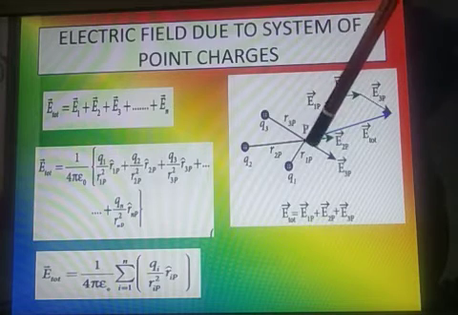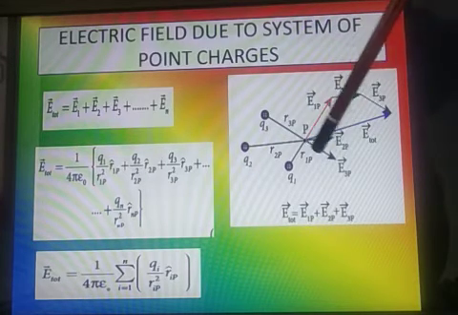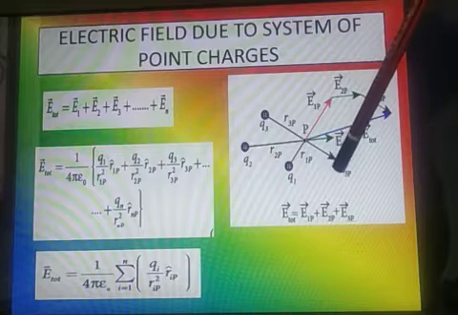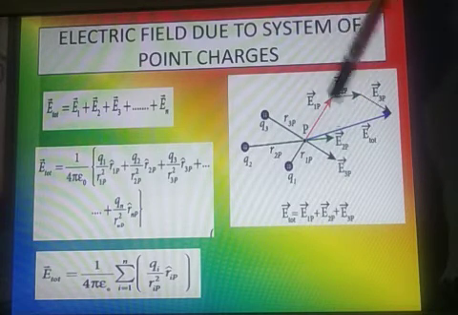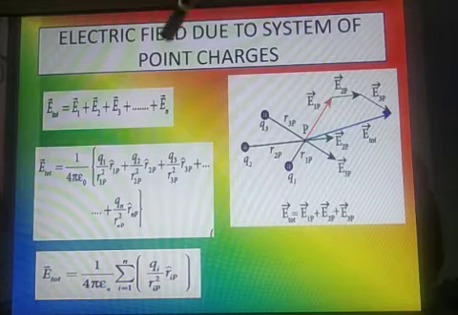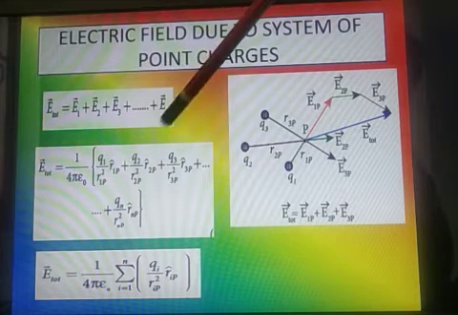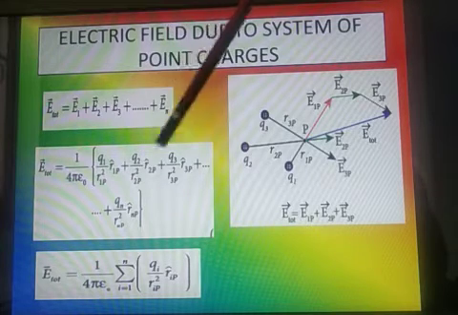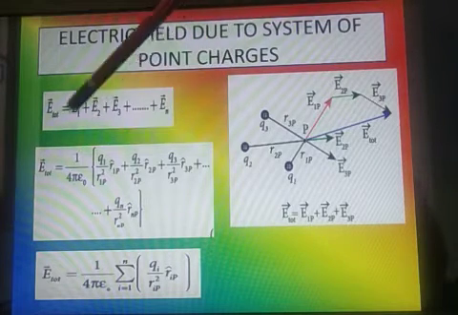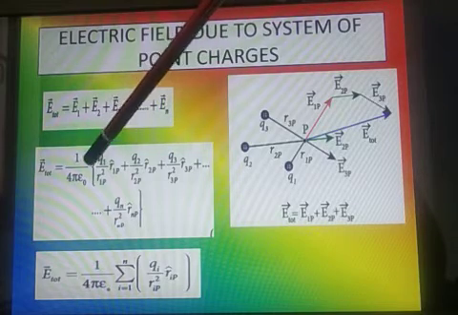The third one, shown by the violet arrow mark, is the electric field due to the third charge. Like that we can calculate the total electric field by using the superposition principle. By adding all the individual values, for the nth charge also we can identify and mention it as an En vector. And then, by adding all the values, here 1 by 4 pi epsilon naught is a constant.